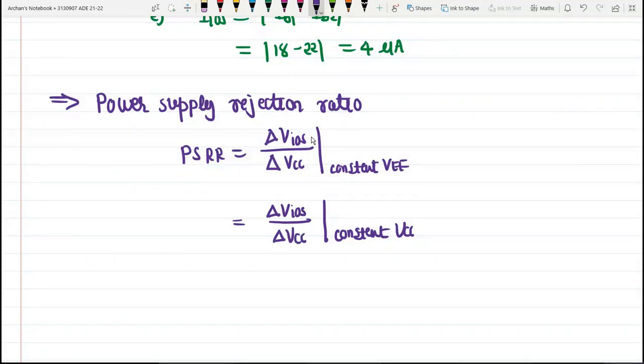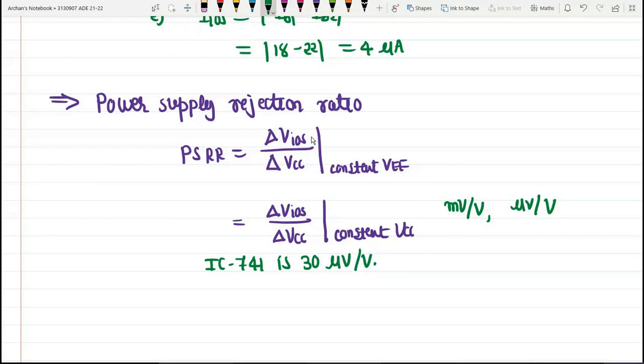Now the value of the input offset voltage is very small, so we express PSRR in terms of millivolt per volt or even microvolt per volt. The typical value of PSRR in the case of IC 741 is 30 microvolt per volt. This is the value of the power supply rejection ratio.